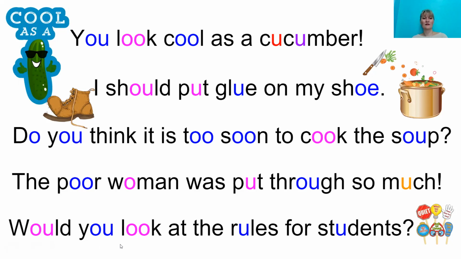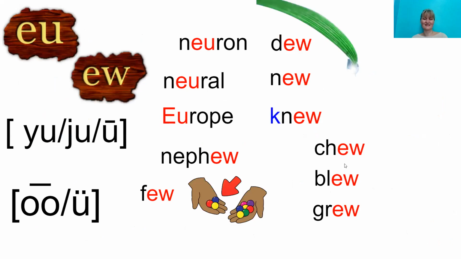sound, да? Would. Would you look at the rules. Look at the rules. Look at the rules. So hopefully you can hear the difference. Again, when we use it in a sentence, unless you're really focusing on pronunciation, a little shorter, a little longer, you won't make much difference. Would you look at the rules for students? Sorry, I keep using British variant.